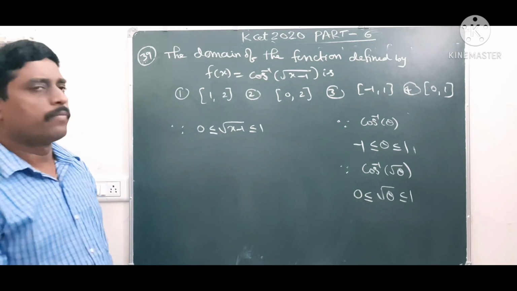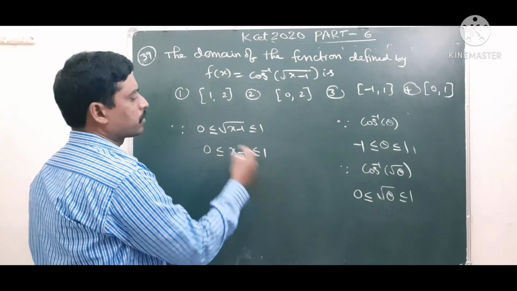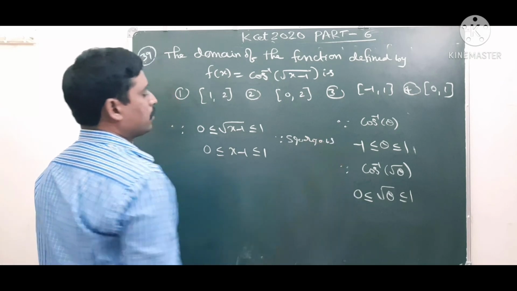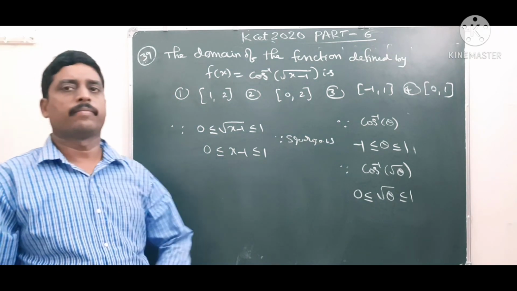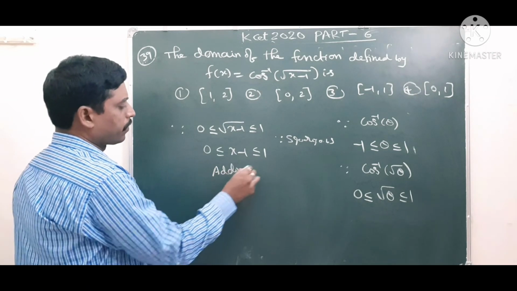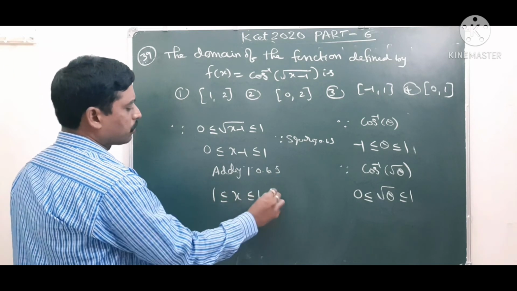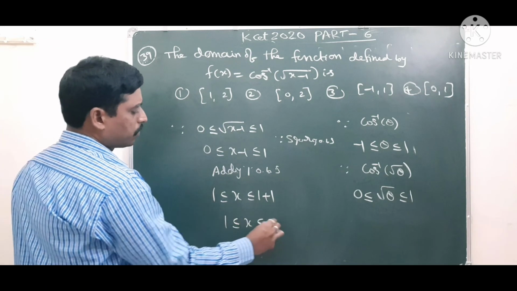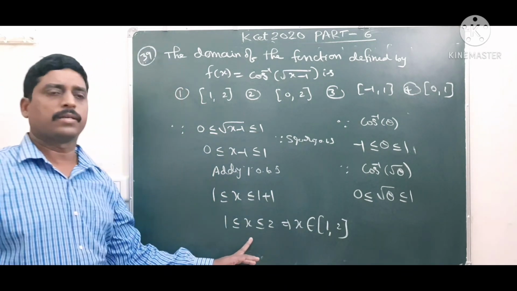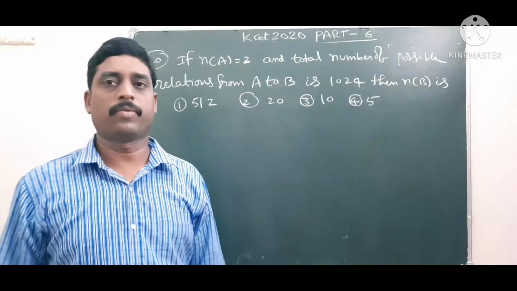So domain means finding the x values. So 0 less than or equal to root x minus 1 less than or equal to 1, squaring on both sides. Now our target is the values x belongs to. So adding 1 on both sides, 1 less than or equal to x less than or equal to 1 plus 1. So 1 less than or equal to x less than or equal to 2. Therefore x belongs to the closed interval 1, 2. Option 1 is correct.